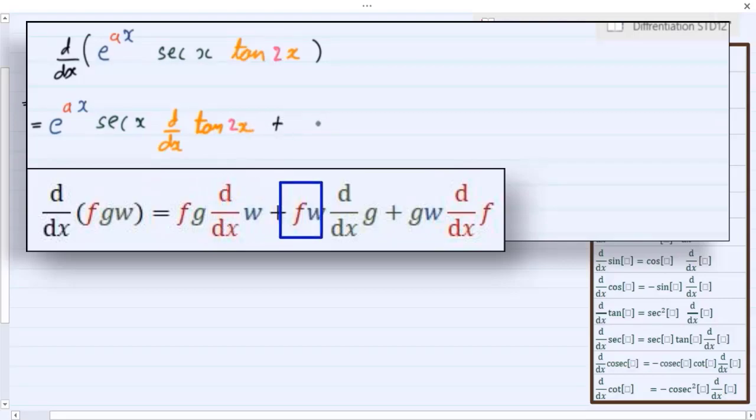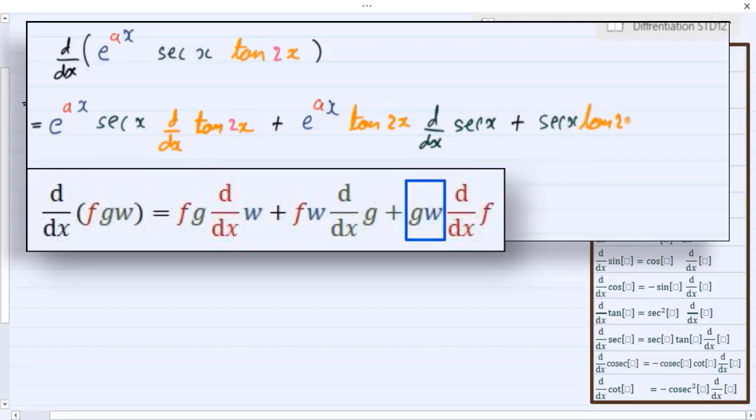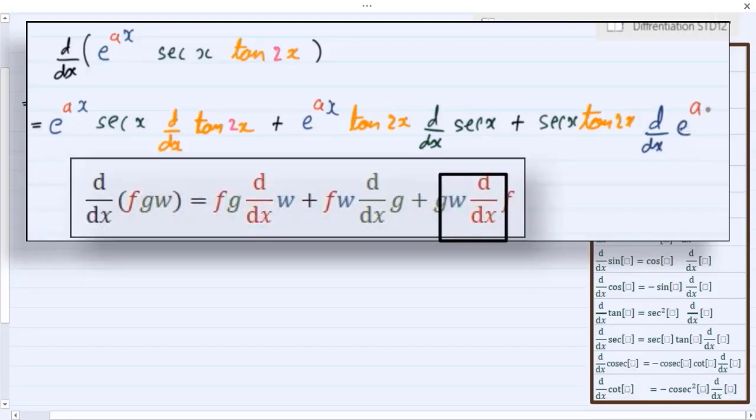plus in the second term e^(ax) and tan 2x as they are. We will differentiate sec x, plus in the last term sec x and tan 2x will be as they are. We will differentiate e^(ax).